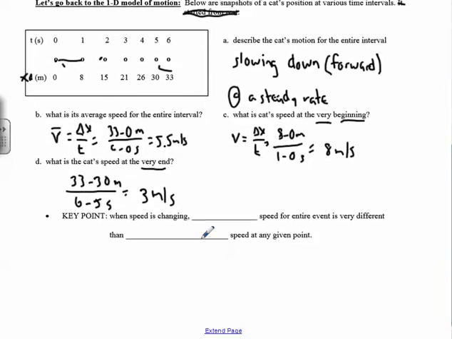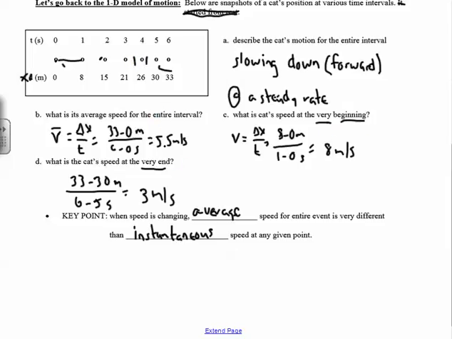When speed is changing, average speed for an entire event is very different than instantaneous speed at any given point. We could ask ourselves, is there any point in this interval where the instantaneous speed equals the average speed? We would basically have to look for an interval where we cover roughly 5 meters. So from 3 to 4, we go from 21 to 26. So during this interval, we're pretty close to going at the average. But we'll look at those aspects another time.